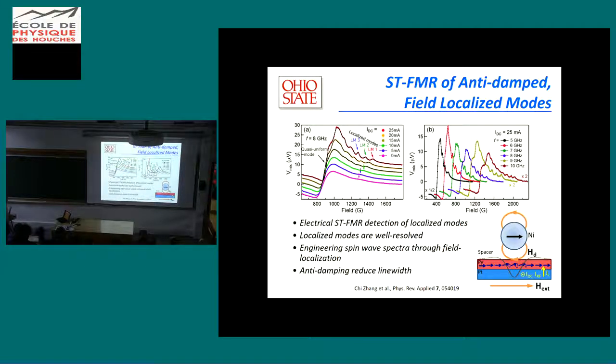So we see the uniform mode of our big lithographic structure, and then we see a band of localized modes. As we apply DC current in addition to the RF current, we start to anti-damp those modes, make them narrower, and we start to be able to observe those modes. So we can use anti-damping to see these localized modes. We can do this at a range of frequencies, and we find that the anti-damping of the localized modes is just as effective as the anti-damping, for instance, of the uniform mode. So we can anti-damp each of those modes controllably using these spin currents.